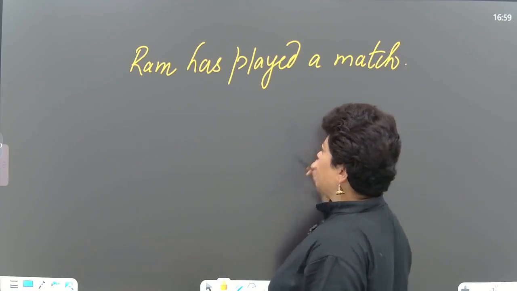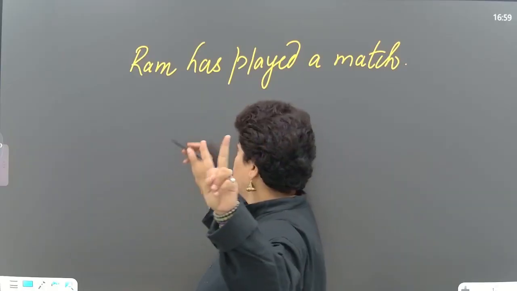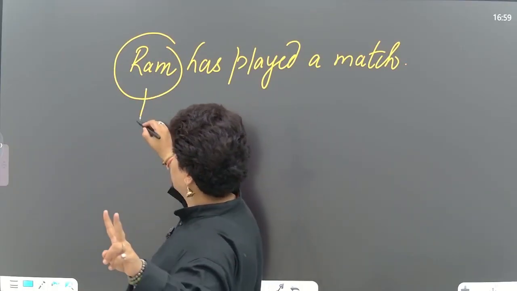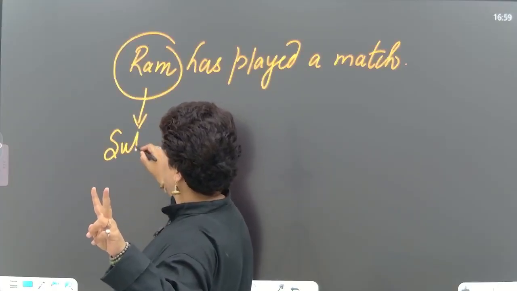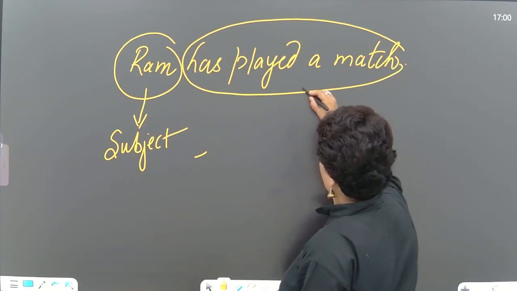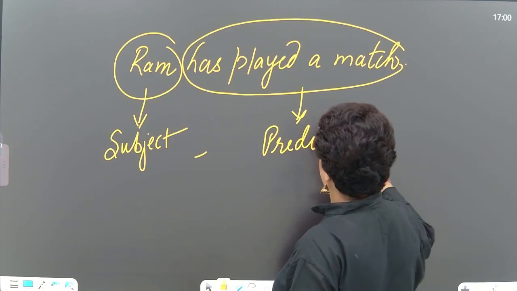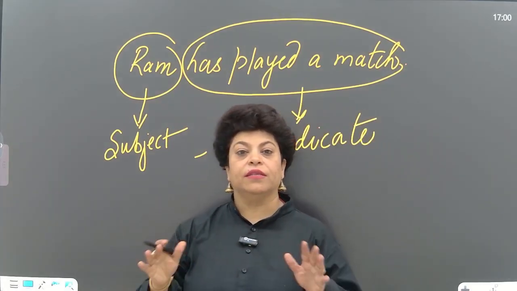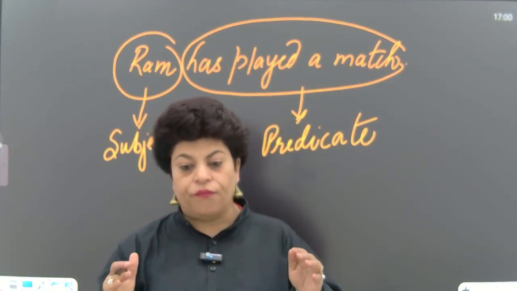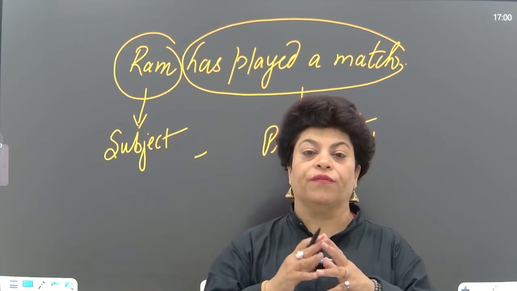Here, when we talk about a sentence, that means a sentence has two parts. First, the person about whom we are talking, that is Ram. So we say Ram is the subject, and the next, complete part we call the predicate. Predicate means everything other than the subject. All the words in the sentence other than the subject are said to be the predicate of that sentence.